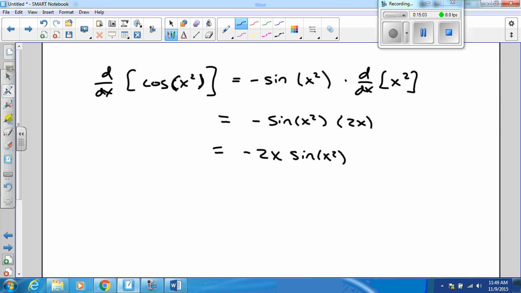How did you get negative sine squared? I didn't. I got negative sine of whatever was on the inside. So the derivative of the outside function was negative sine. So u was equal to x squared. U is the inside function.